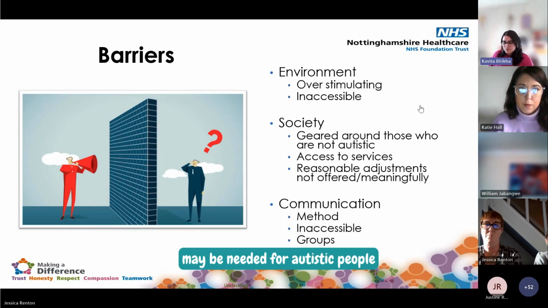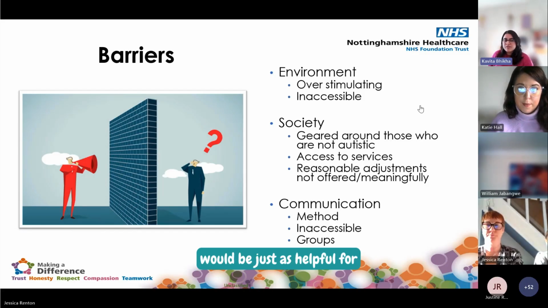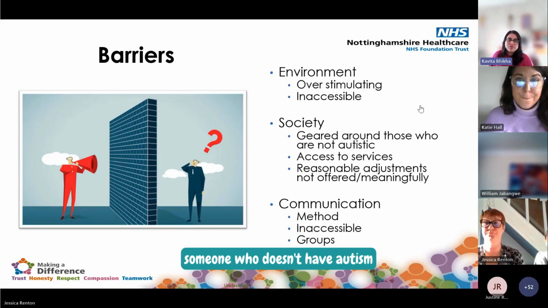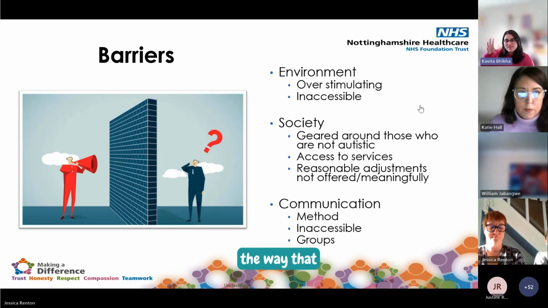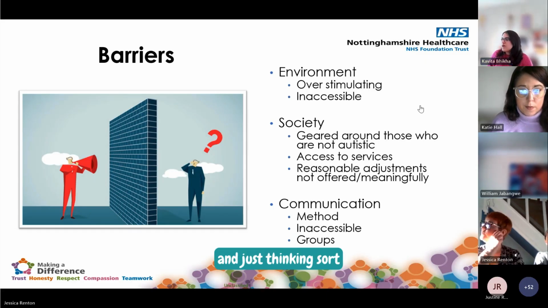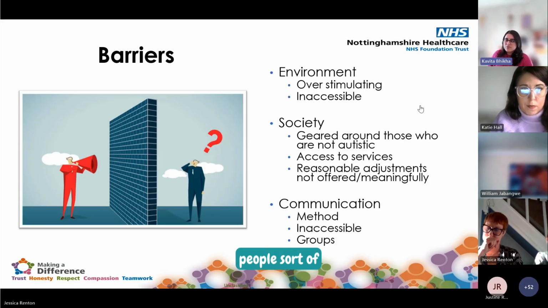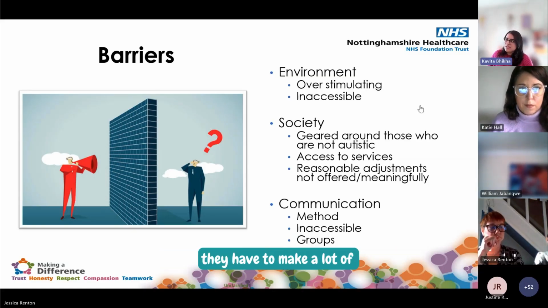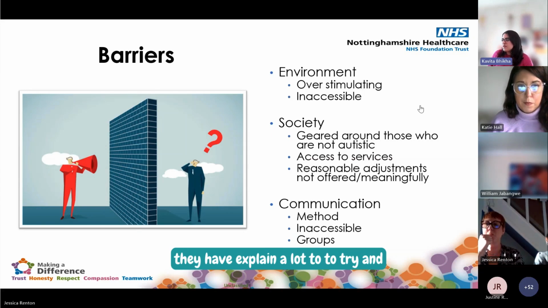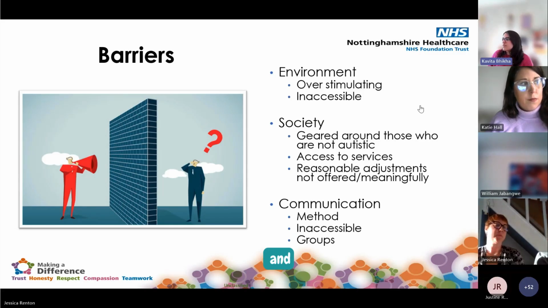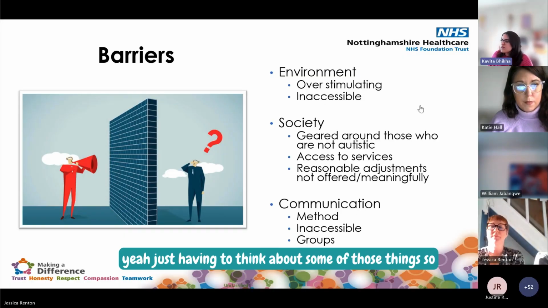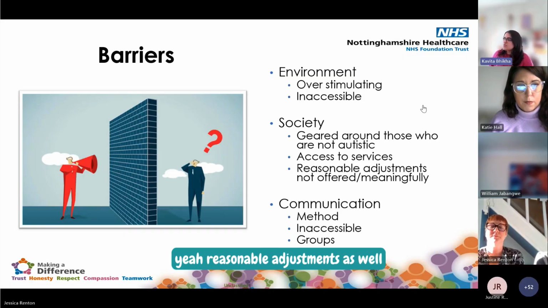Sometimes some of the adjustments that may be needed for autistic people would be just as helpful for someone who doesn't have autism. But the way that it's balanced out is the opposite way, which doesn't make much sense. And just thinking about access to services, autistic people find it really tricky. They have to explain a lot to try and just get basic access to support. So, lack of reasonable adjustments as well. We will talk about that a little bit more as we go on.